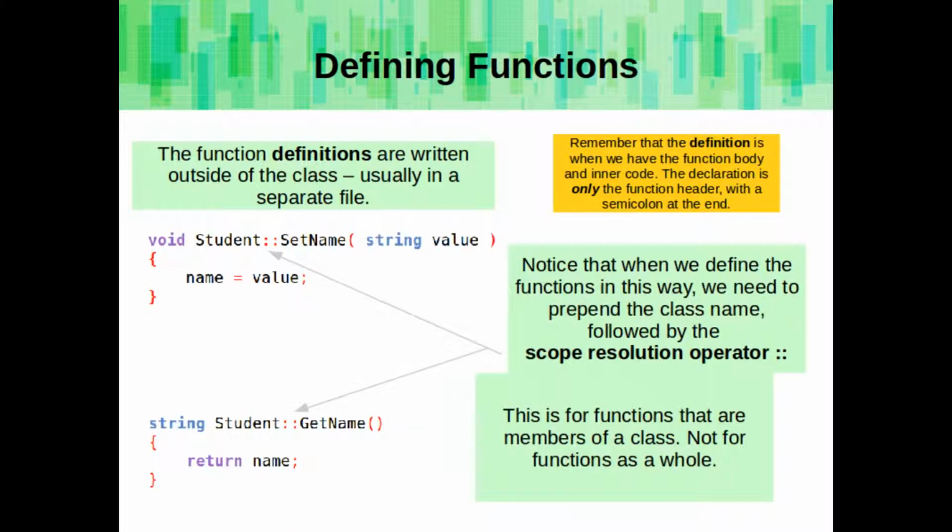Also, notice that when we define the functions in this way, outside of the class, we need to prepend the class name, followed by the scope resolution operator, which is 2 colons. This is for functions that are members of a class, and not for just general functions as a whole that we've declared in the past.